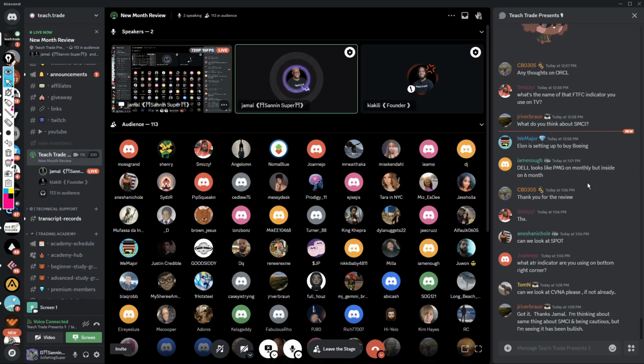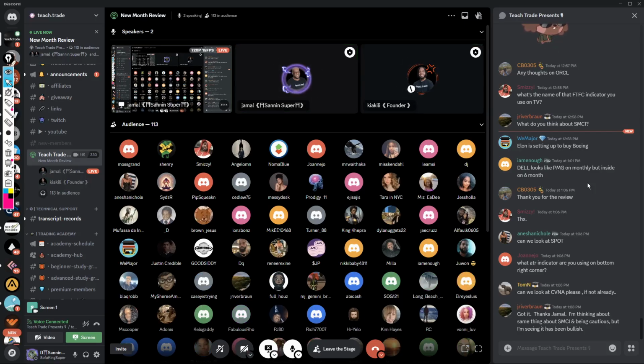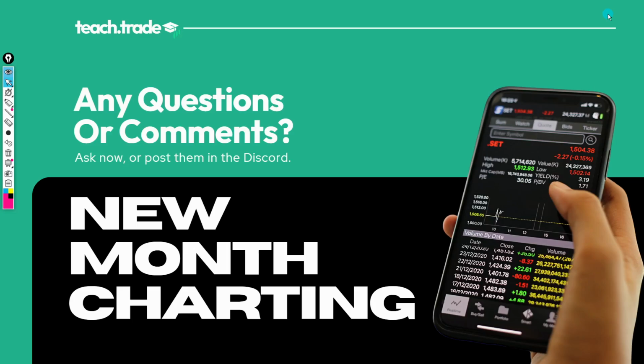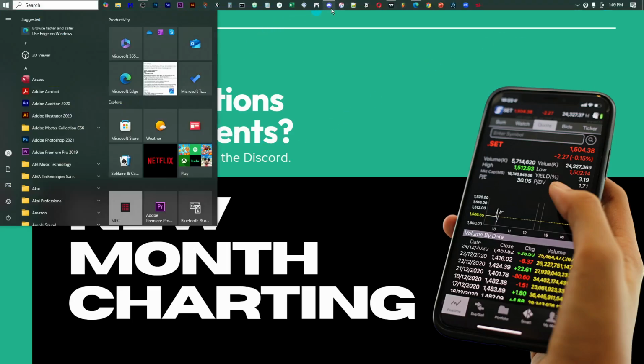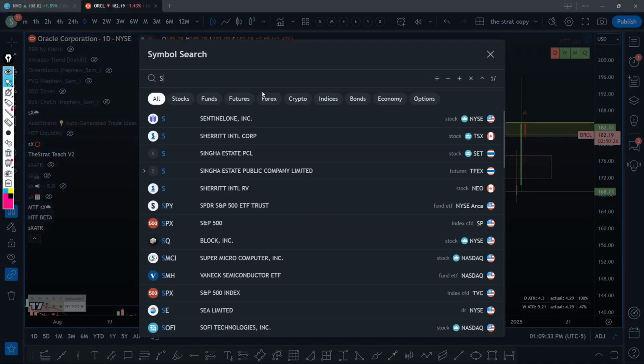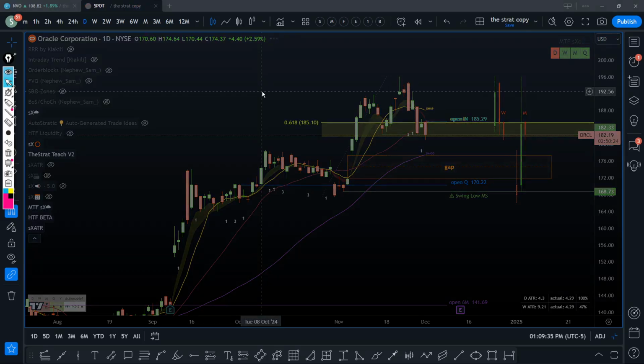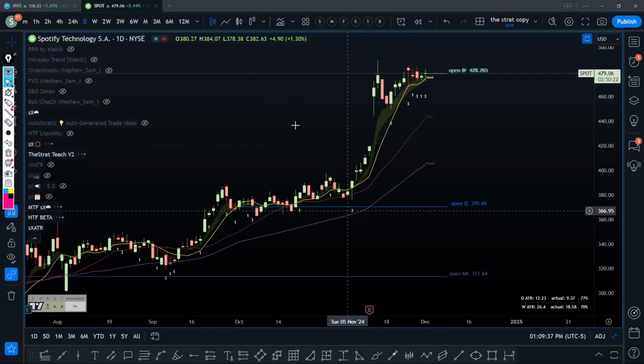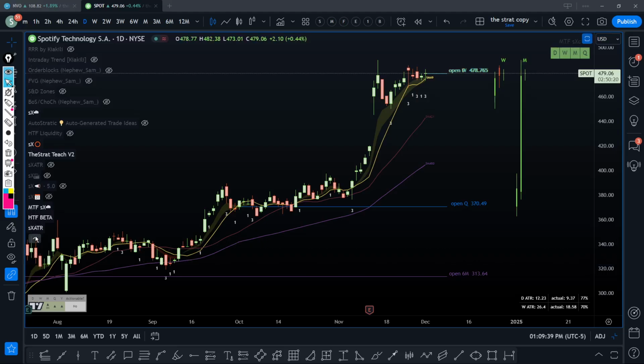Can we look at Spotify? I always get Spotify and Shopify confused. Which one of them has been going off? I think it's been Shopify.